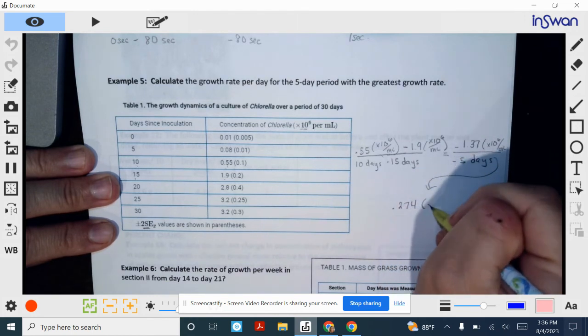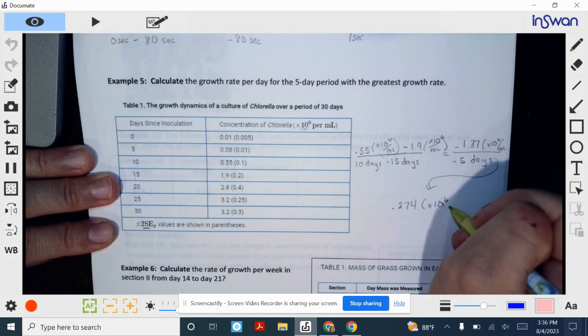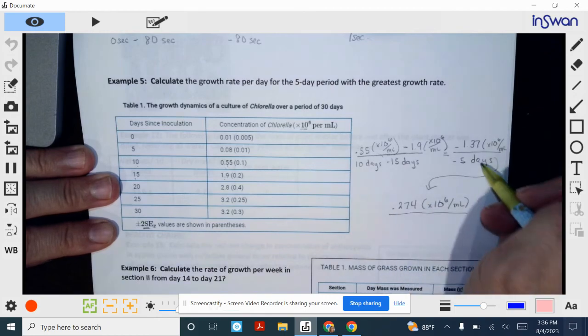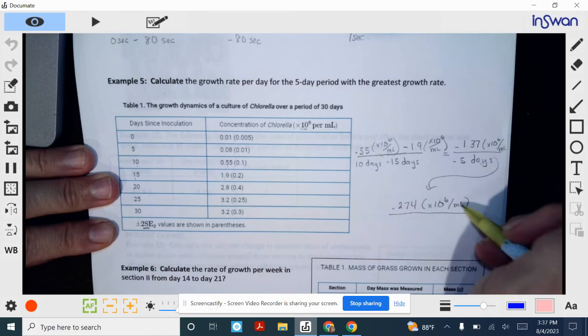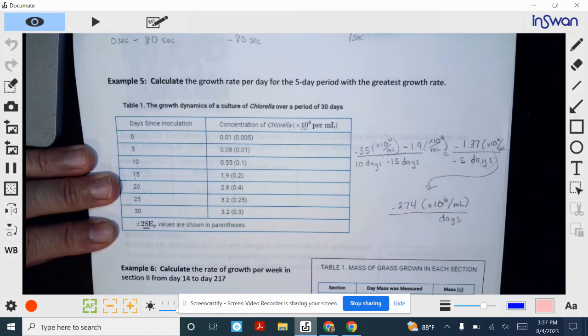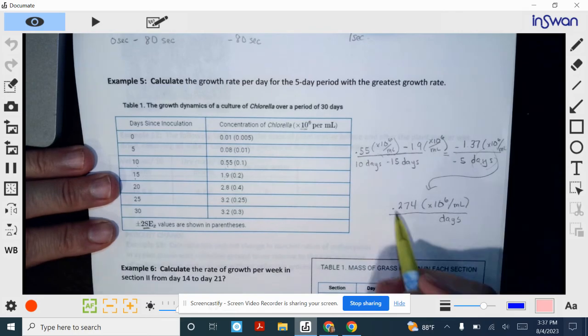Okay. And then my final answer here, whenever I solve that, is 0.274 times 10 to the 6th. You can write per milliliter. It's fine. And then this was on top. Days is on the bottom. Okay, it's as easy as that. So here's my answer, 0.27.